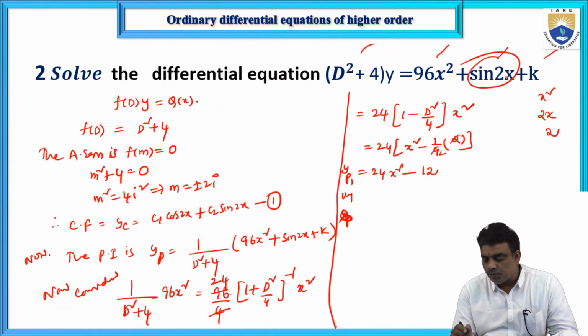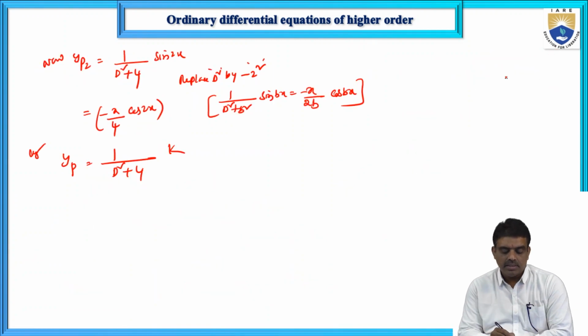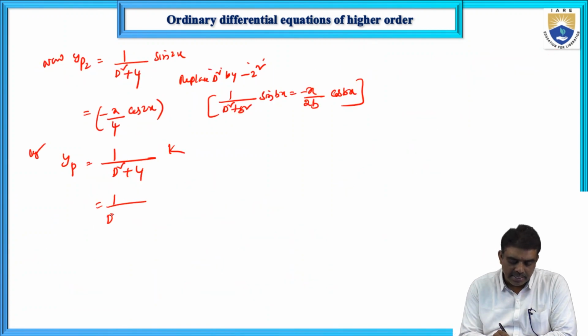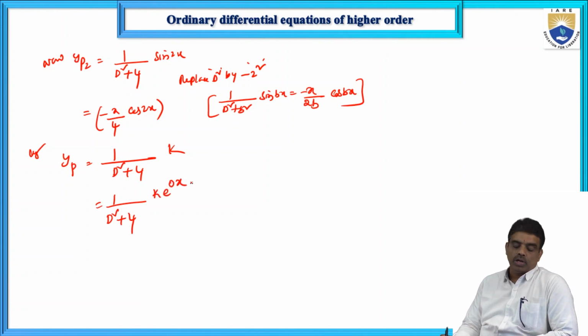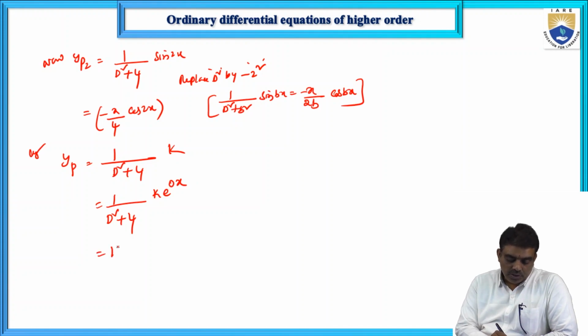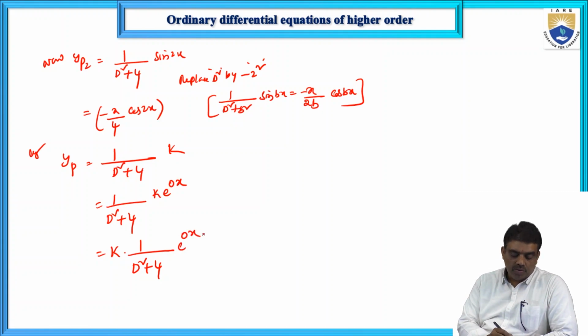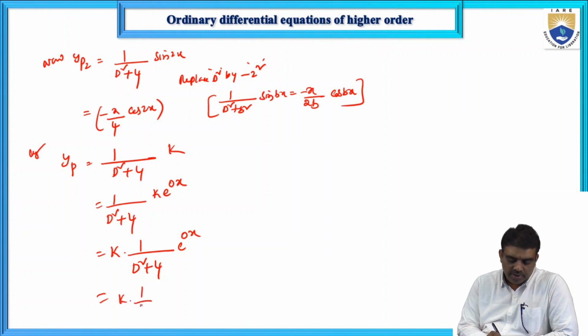Similarly, yp3 is equal to 1 by D square plus 4 of k. k I can write as k into e power 0x. It comes under model number 1. So in this model, we replace D square by 0 if the denominator is not 0. Then 1 by 4 into e power 0x gives k by 4. That is the third part.